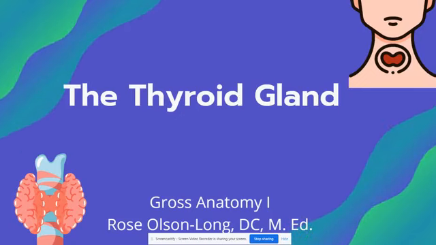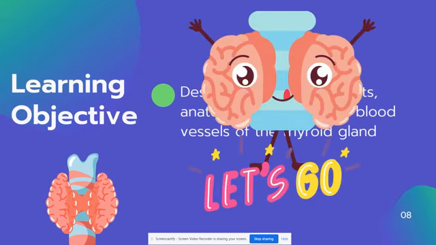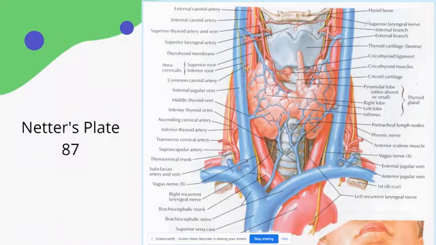In this video, we will be discussing the thyroid gland as we continue our study of the neck. So, our learning objective in this video is to describe the location, parts, anatomical relations, and blood vessels of the thyroid gland. So let's get started.